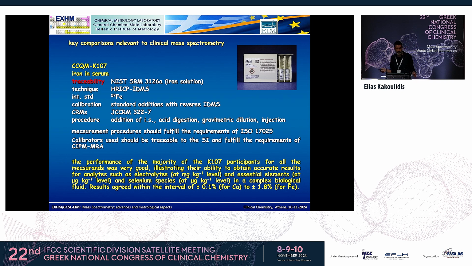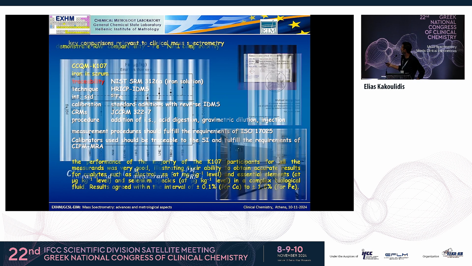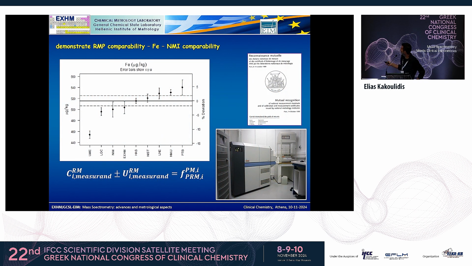Iron in serum. This is quite a different measurement because this is done with ICP-MS. Again, isotope dilution is used. This time, the internal standard is an isotope of iron. Like in the other comparisons, all the participants used labeled analogs of the measurand. Here you see again this is the assigned value, and you see how the measurements compare. It's within, I think, 5%.